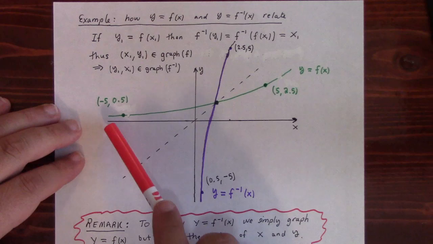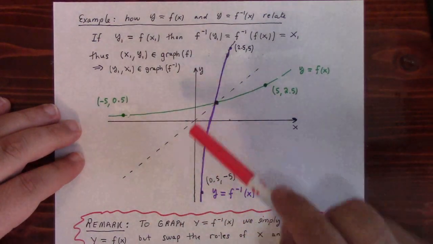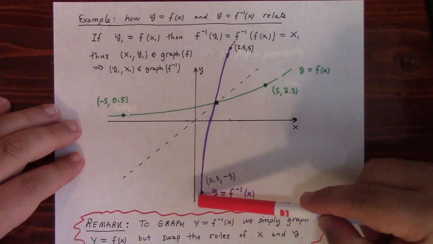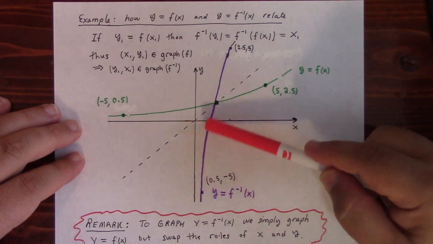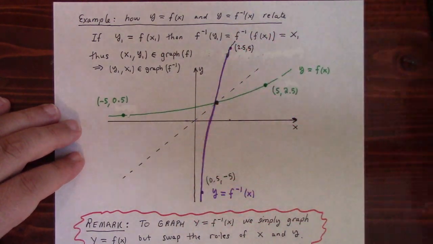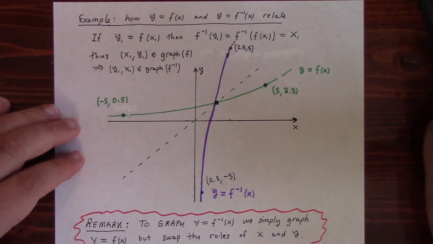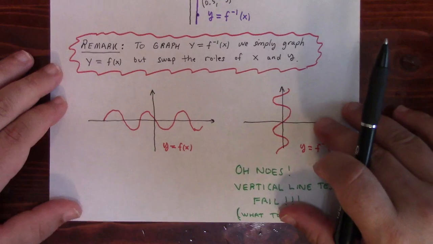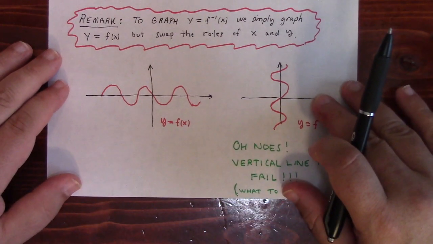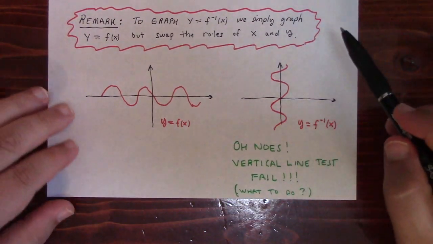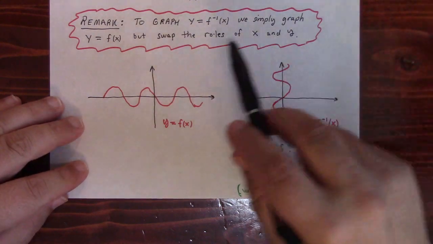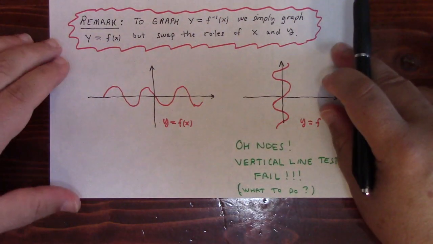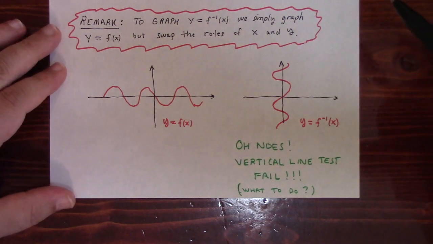It's just x and y's roles being interchanged, right? We're graphing from right to left. We're graphing from down to up. But it's the same shape if I did my job right. And so this is the remark, and really the key idea here: to graph y equals f inverse x, we simply graph y equals f of x, but we swap the roles of x and y. Like, oh, well, this should be easy then.